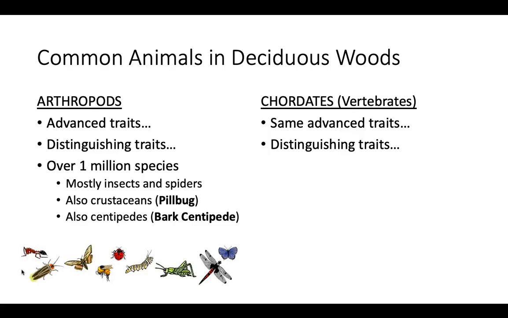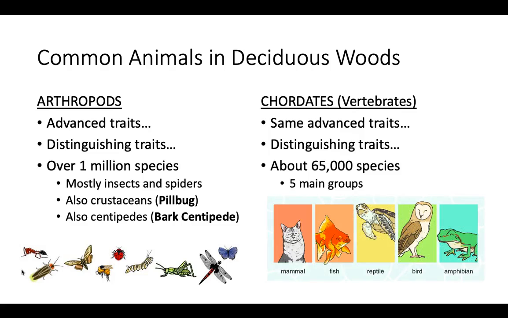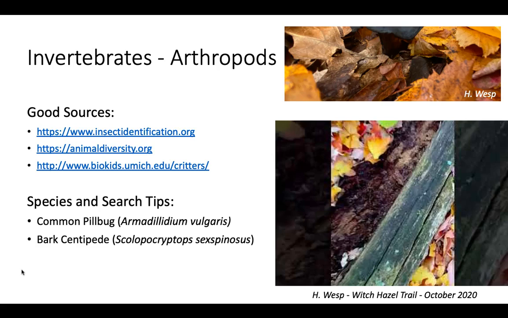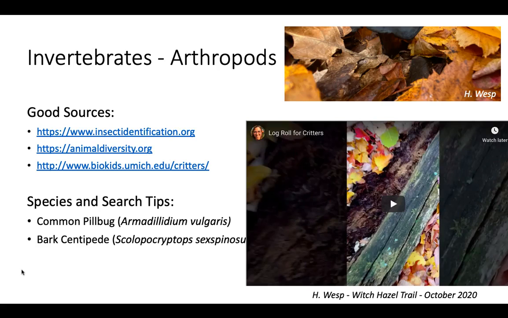There are a few invertebrate species, but primarily we're going to be looking at the 5 main groups that you're probably quite familiar with: mammals, fish, reptiles, birds, amphibians. And we won't actually hit all 5 of those because you wouldn't find every one of those in a forest. So let's start with the invertebrates first.